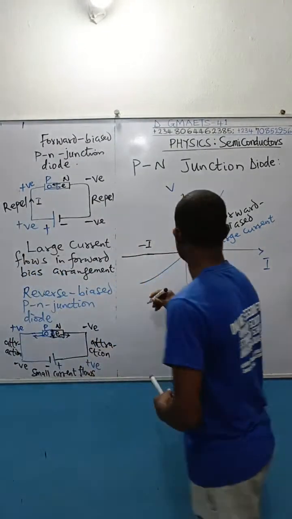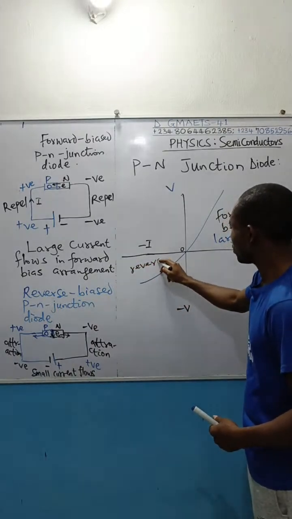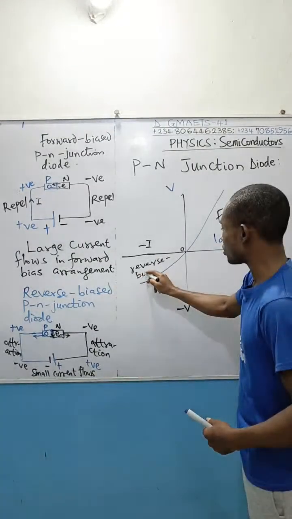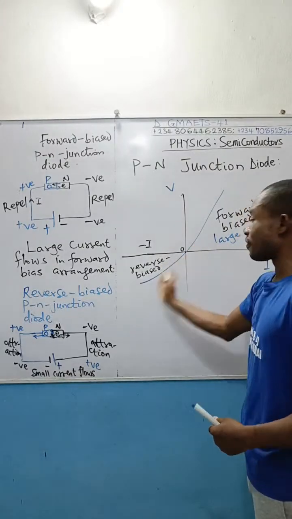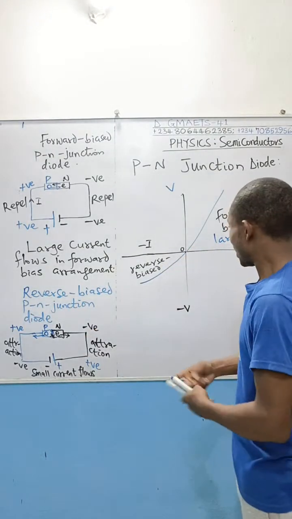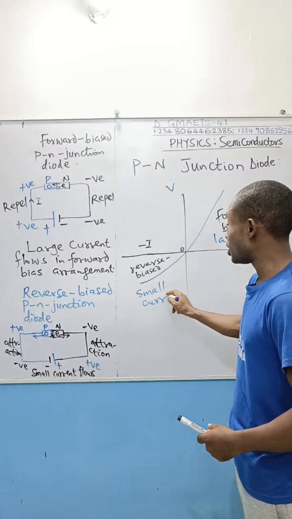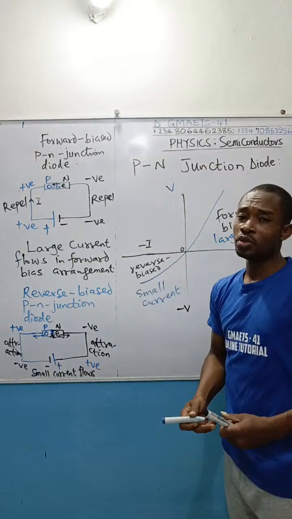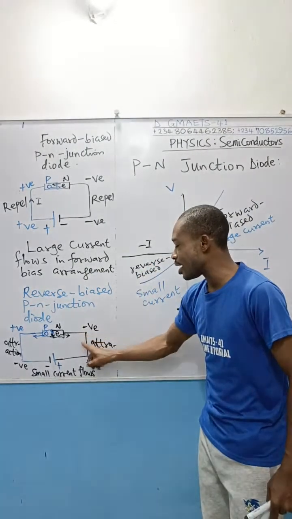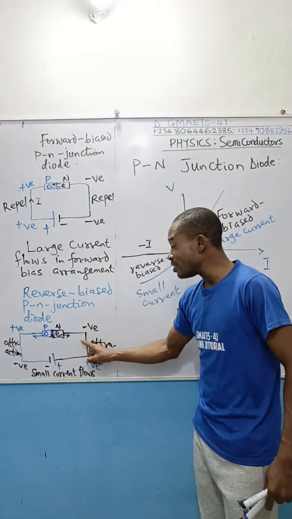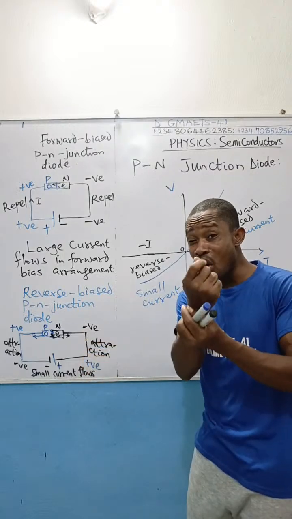Reverse biased. So I'm going to write it reverse biased. That's the reverse bias setup. The graph goes down. Are you following? And like I said rightly here, small current is obtained here. In this case, the PN junction diode will just be producing small current. If you are to fix a milliammeter here, a milliammeter is also a device used to measure small current.